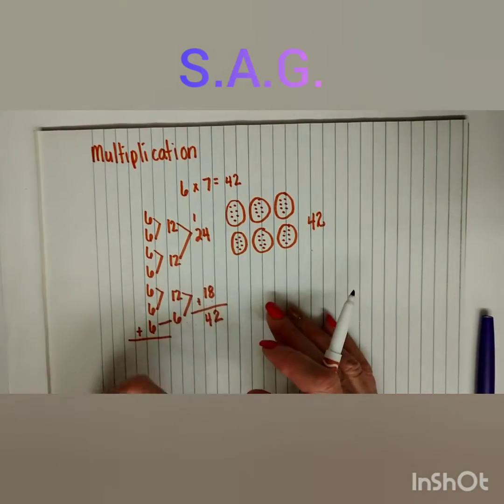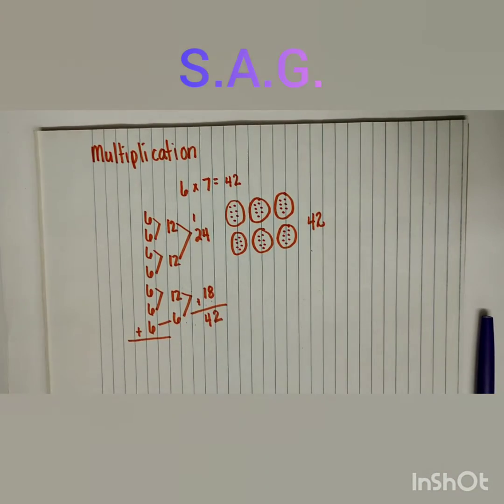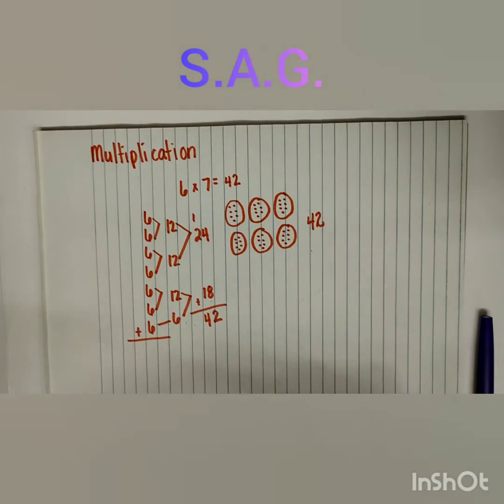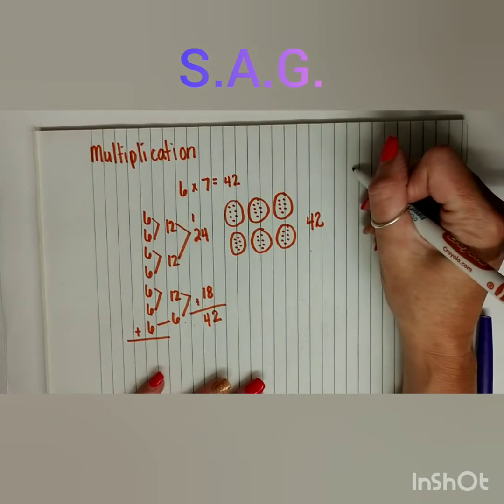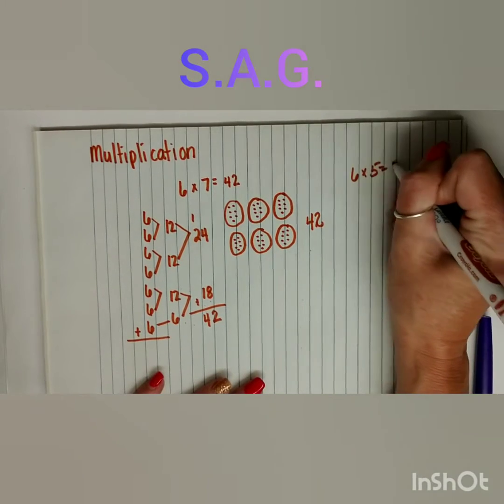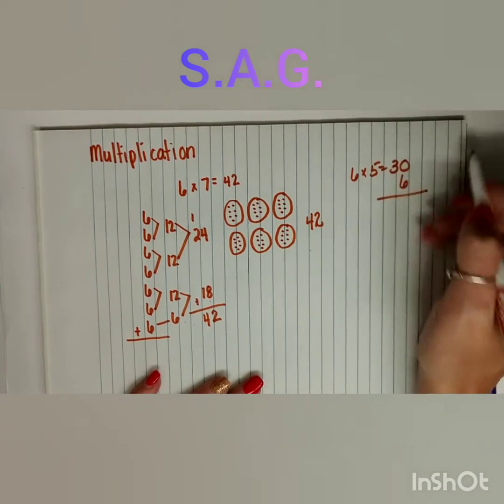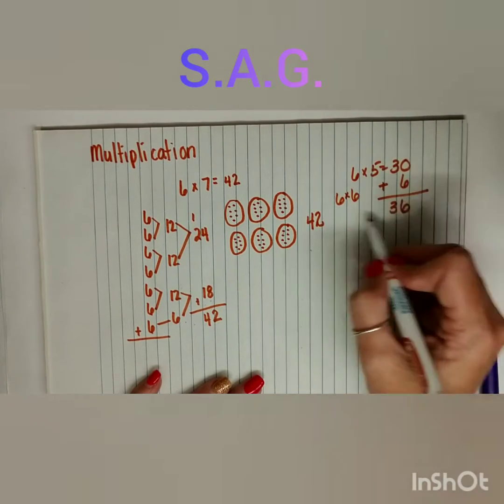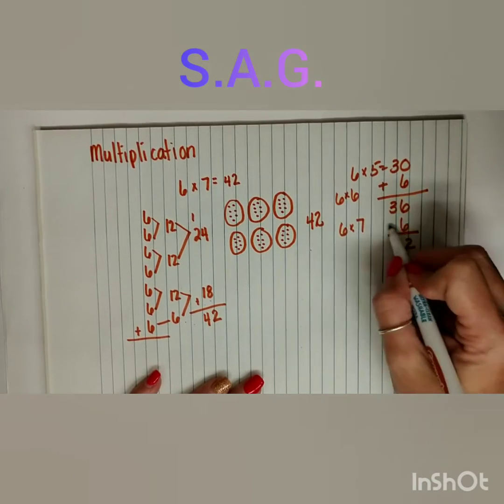I can also think, well, what facts do I know in my 6s? Because there are some that I do know. I obviously know 6 times 1. I know 6 times 2 because I know my doubles. But I'm real comfortable with my 5s because even if I don't have them memorized, I can figure them out really quick. 5, 10, 15, 20, 25, 30. So I can figure out that 6 times 5 is 30. And then I could add another 6, which makes 6 times 6, which is 36. And then I can add another 6, which makes 6 times 7, and that equals 42.